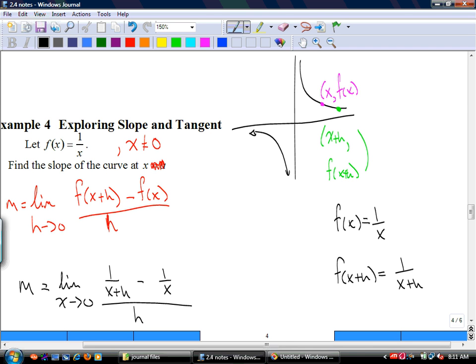Usually this is where the grumbling starts. "Mr. App, I hate fractions." Sorry, folks, this is AP calculus. Suck it up.